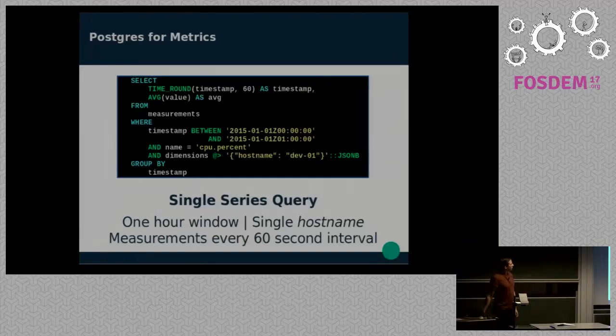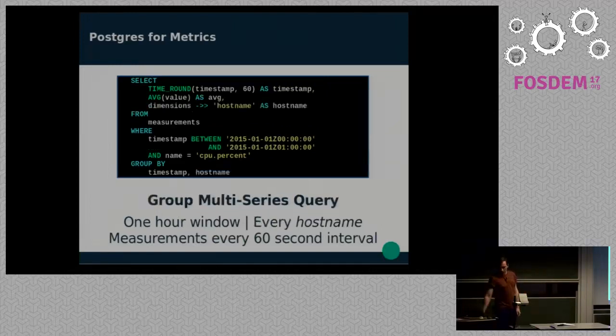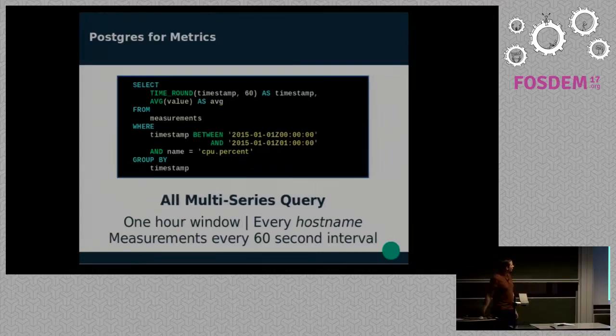And then this is just an example where we actually want to get that individual series for all the hosts. So we can dig into our dimensions field, grab the host name, and then group by the time window and the host name as well. And finally, we might want to do this combo query where we roll everything up into one big metric. So CPU percentage for all my hosts. Don't care about dimensions.